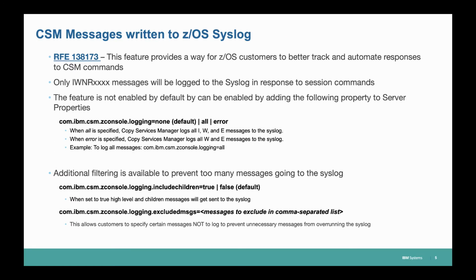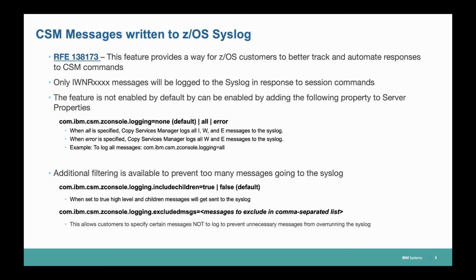All right, so what's the first one I'm talking about? First one is CSM messages written to the z/OS syslog. This was RFE 138173. It got a lot of votes. Really, the main piece of it was that customers wanted a way to automate from their syslog, which they already do today. But today CSM doesn't post any of its messages. So any time you issue a session command and it fails, you don't see that in the z/OS syslog. You can find it in the CSM console or its messages, but not the z/OS syslog, where customers already have a lot of automation based off of.